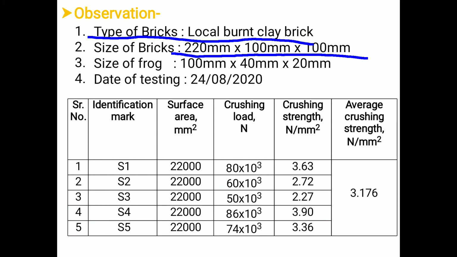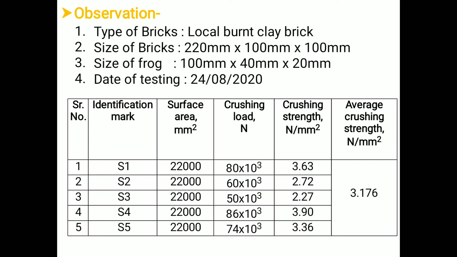The size of the frog is 100 mm by 40 mm by 20 mm, and the date of testing is today's date, 24/8/2020. Okay, this is the observation table. In that, the first column consists of 5 serial numbers. The second column is the identification mark: S1, S2, S3, S4, S5.